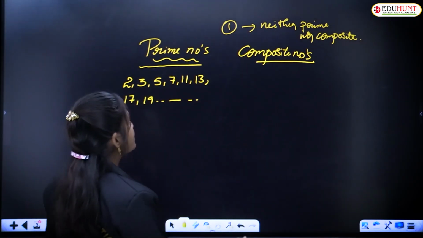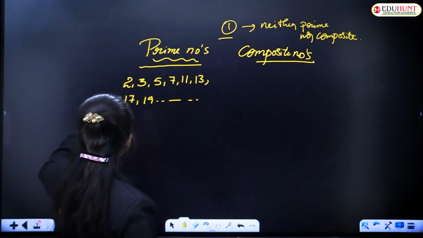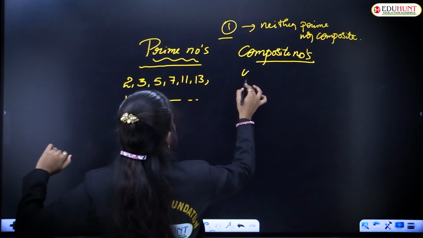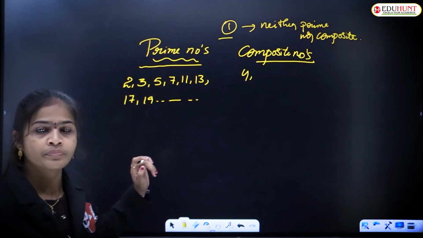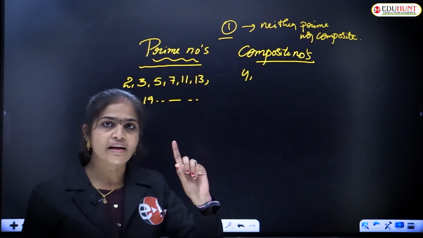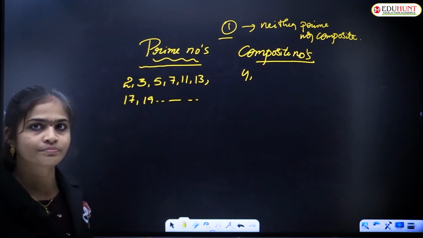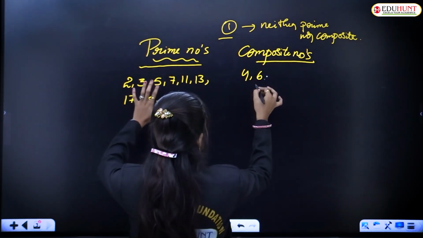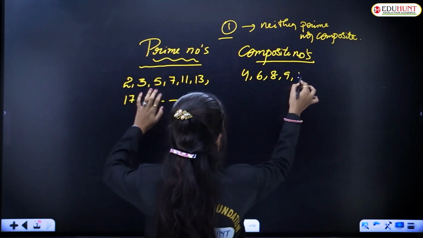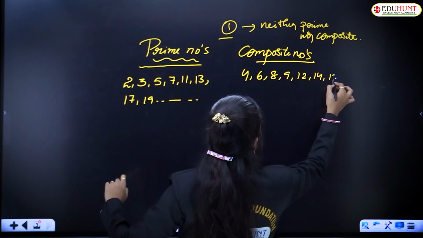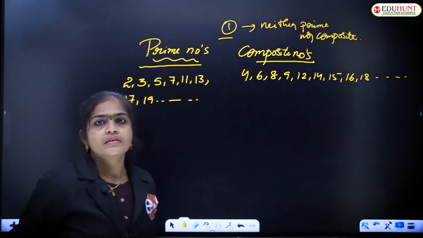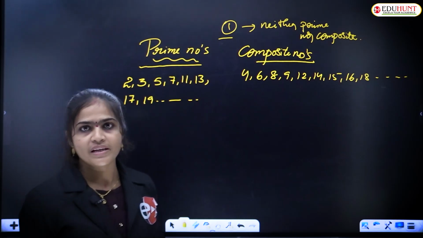So 1 is neither prime nor composite. The next number, 2, is a prime number, 3 is a prime number. Here 4 is the composite number. 4 has how many factors? 3 factors, 1, 2 and 4. Next, after 5, we have 6, 8, 9, 12, 14, 15, 16, 18 and so on. These are all composite numbers.